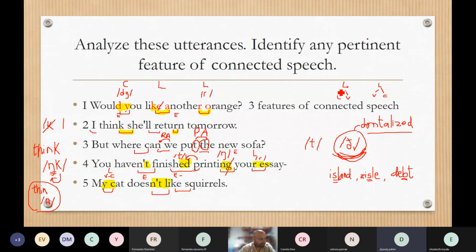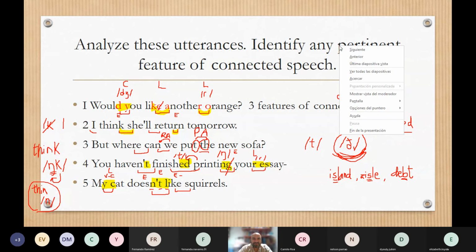Elision, right? Exactly, because we get a cluster of consonants, a group. We get n, we get t, we get o. Whenever you have a cluster of consonant sounds, usually the ones in middle position are elided. Of course, you can say my cat doesn't like squirrels, but in fluent and normal pace, usually the sound gets elided. Like squirrels, like squirrels.